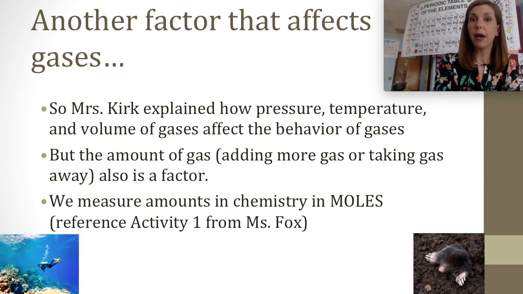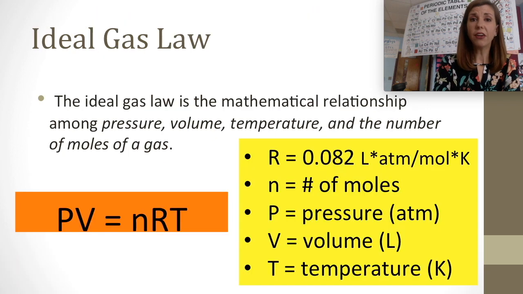So to measure the amount of gas in chemistry, we use moles. The ideal gas law is the mathematical relationship between pressure, volume, temperature, and the number of moles of a gas. It's on your reference sheet and also here. PV equals nRT, where P stands for pressure, V stands for volume, n stands for the number of moles. Again, m is taken by mass. R is our universal gas constant, and T is temperature in Kelvin.